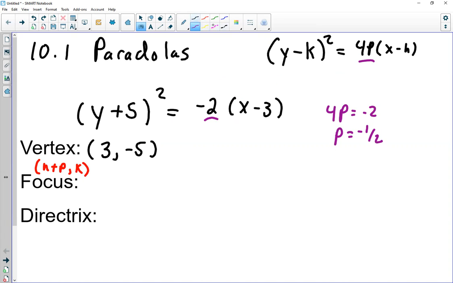Which means I'm going to take 3 and add the -0.5. And if you keep the negatives and positives correct, you don't even have to think about left and right. It'll graph out correctly. So the focus is 2.5, comma -5. It is negative, so it's going to go to the left. Now the directrix is the same thing, but x equals h minus p. So it's the opposite direction of the focus. So instead of subtracting 2.5, I'm going to add 2.5. So for this one, x equals 3.5.